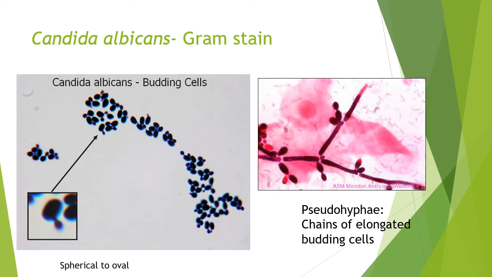On Gram stain, Candida albicans can give you a gram-positive reaction. However, you will know that this is not a bacteria because of the size. They are relatively larger than bacteria. You can also see pseudohyphae. Pseudohyphae are chains of elongated budding yeast, which means that they are not real hyphae, but they are yeast budding cells that have become very long.